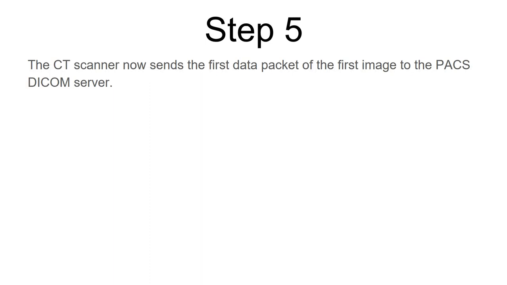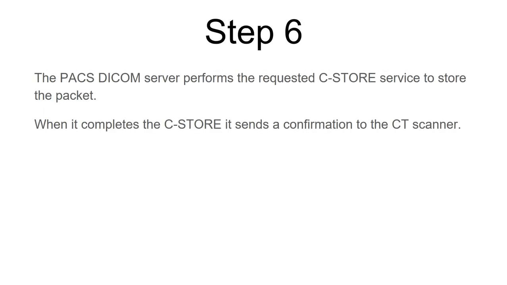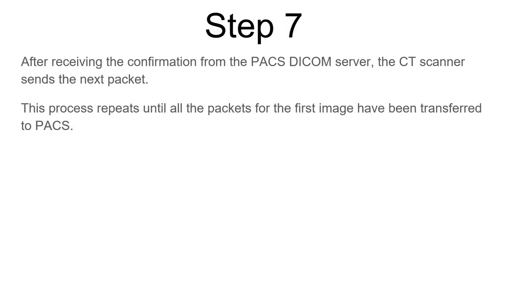Step 5, the CT scanner now sends the first data packet of the first image to the PACS DICOM server. Remember, the whole image doesn't get transferred at once. In most cases, the image gets broken down into 9 sections. So packet 1 of 9 gets sent to the DICOM server. The PACS DICOM server performs the requested CStore service to store that packet, and when it completes the CStore, it sends a confirmation to the CT scanner, yes, I have stored the first packet of the first image, is what PACS will be saying.